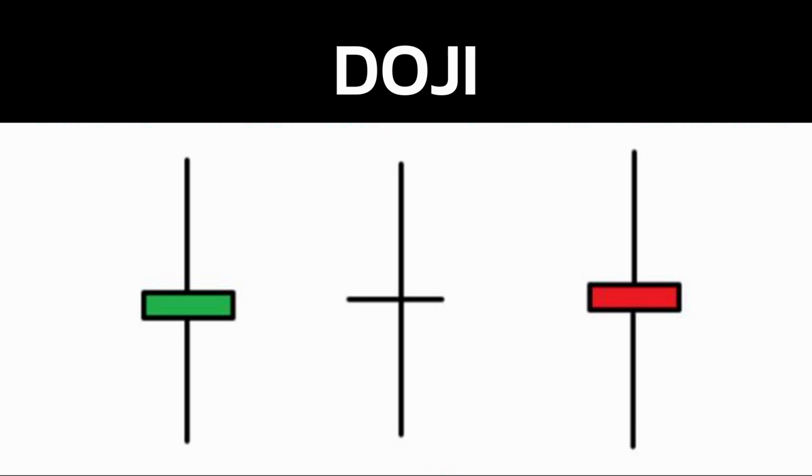First, the doji. I've already mentioned this candle twice in this video. This is when the open and close price are virtually equal, and the candle itself appears to look like a cross or a plus sign.